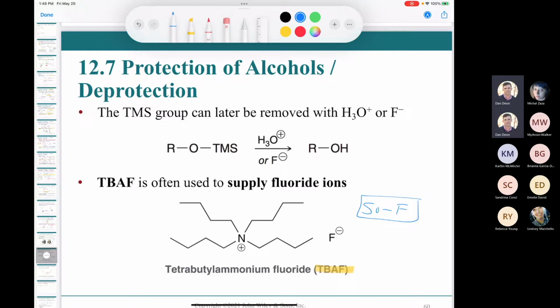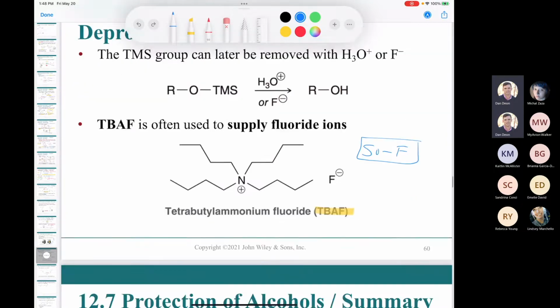Another option is just to use plain old acid. You can use aqueous acid. The only caveat with that is if you have some kind of group in the molecule that's labile to acid, then it wouldn't be your best choice. So now let's take a look at the whole reaction of doing a Grignard reaction in the presence of a protecting group. So check this out.